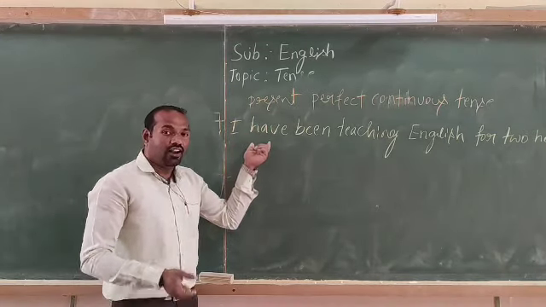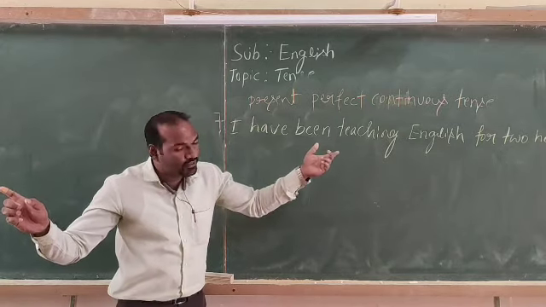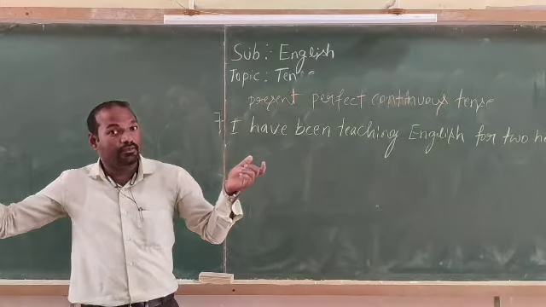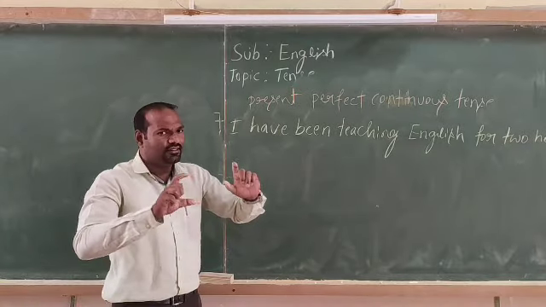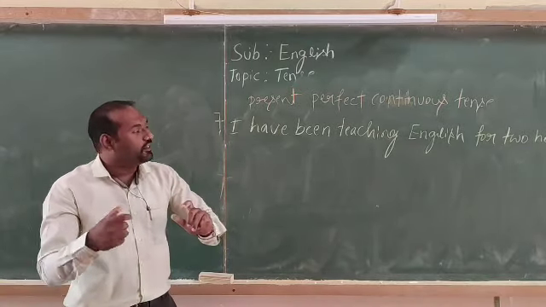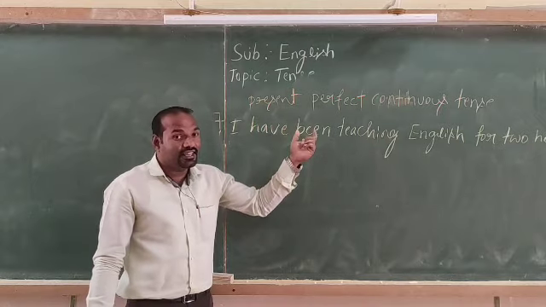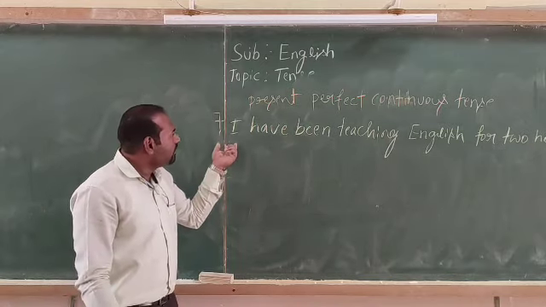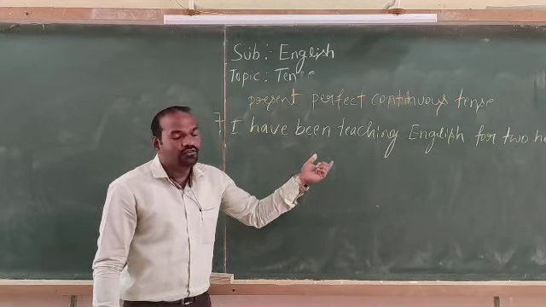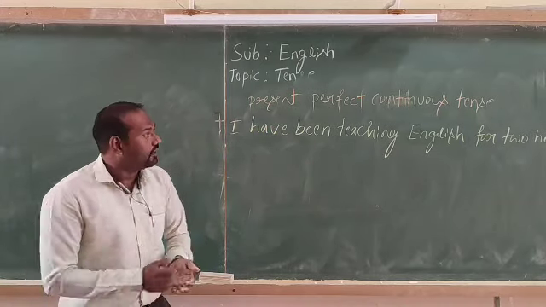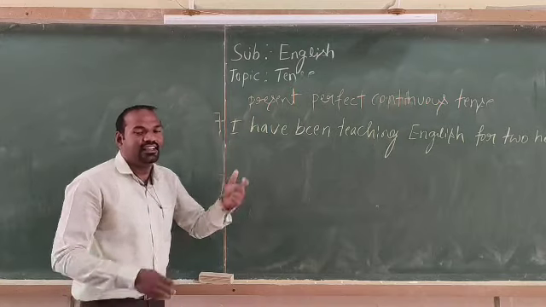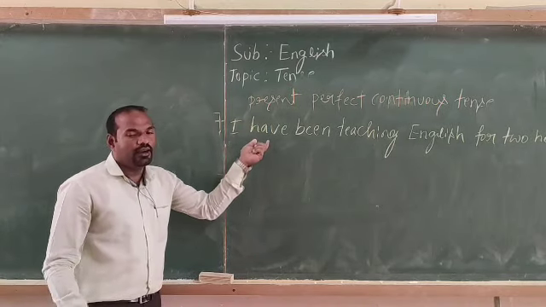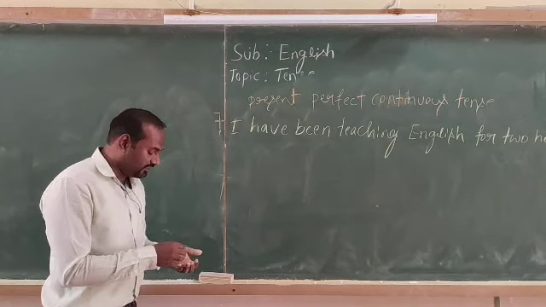Look, the action already started in the past. Since it is for 2 hours, for instance, it already started 2 hours ago itself, but it is still continuing. So for this kind of action, we use the present perfect continuous tense to communicate. Look at the example. I have been teaching English for 2 hours. This is called an affirmative sentence. Now let's write the negative sentence by adding not to the helping verb.